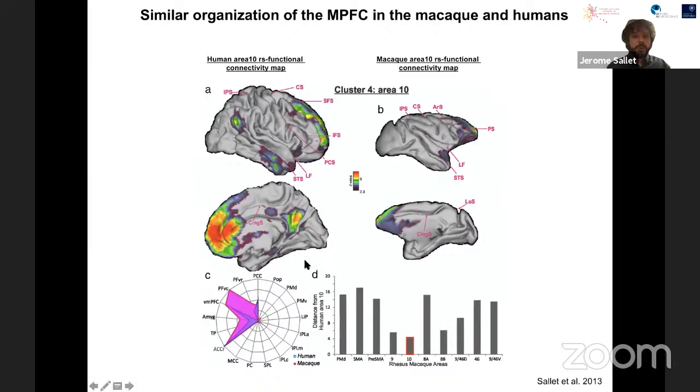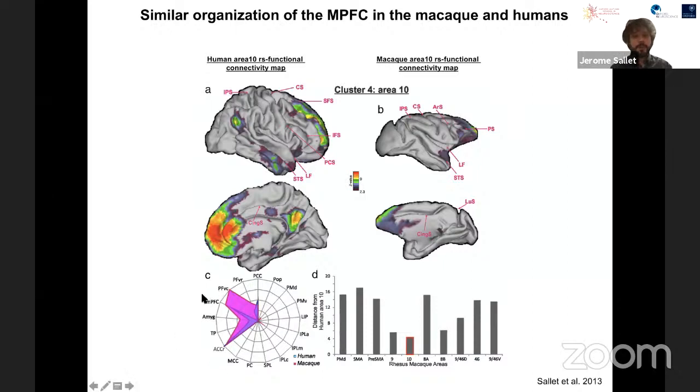We could compute the connectivity fingerprint using homologous regions. You can see here I overlaid the two connectivity fingerprints. You can notice that there are similarities, but also some differences. But if you look throughout the macaque brain, and compute the degree of dissimilarity between the connectivity fingerprint of all the areas of the macaque prefrontal cortex with the human area 10, you will find that the area that shares the most similarities with human area 10 is the macaque area 10.